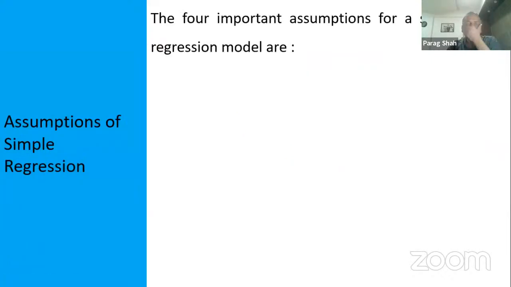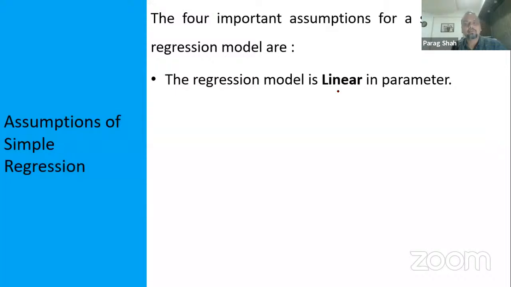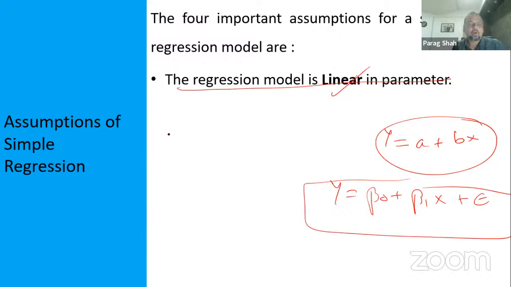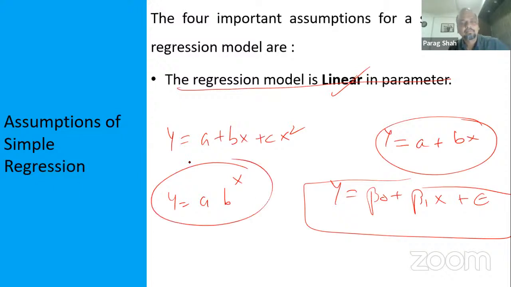So, assumptions. First, it should be linear, because I'm saying y is equal to a plus bx. So this is a linear format. That means the regression model is linear in nature, or y is equal to beta 0 plus beta 1x plus error. Quadratic means y is equal to a plus bx plus cx square. There is regression with a quadratic equation also; that is non-linear. Y is equal to a b raised to x is not linear; this is exponential. So right now our assumption is that the model is linear in nature.